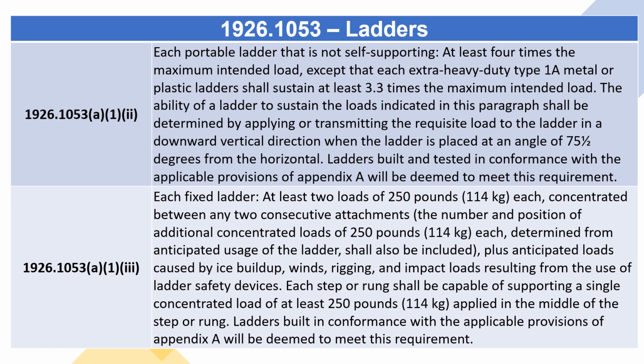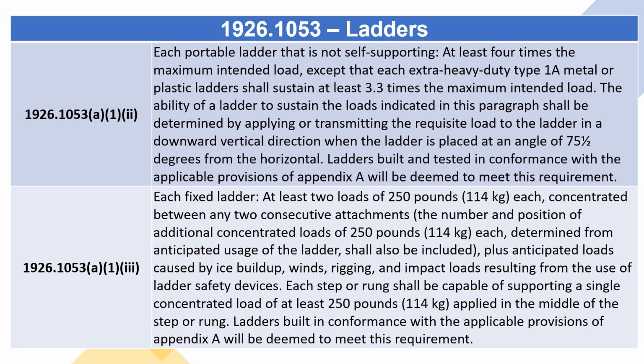1926.1053(a)(1)(ii): Each portable ladder that is not self-supporting shall be capable of sustaining at least 4 times the maximum intended load, except that each extra heavy-duty Type 1A metal or plastic ladder shall sustain at least 3.3 times the maximum intended load. The ability of a ladder to sustain the loads indicated in this paragraph shall be determined by applying or transmitting the requisite load to the ladder in a downward vertical direction when the ladder is placed at an angle of 75.5 degrees from the horizontal. Ladders built and tested in conformance with the applicable provisions of Appendix A will be deemed to meet this requirement.